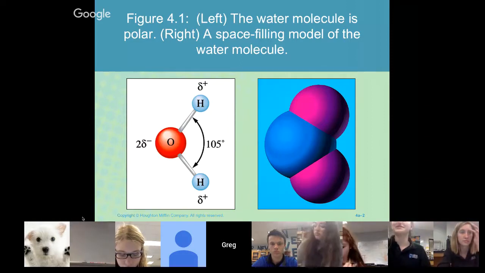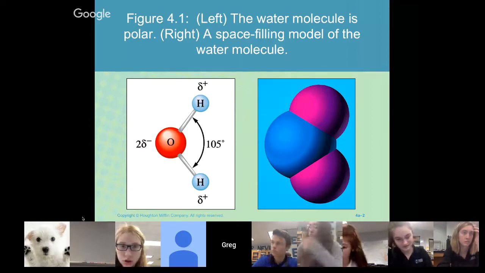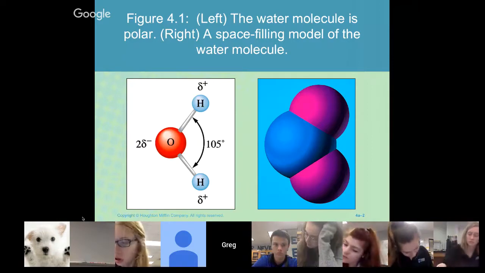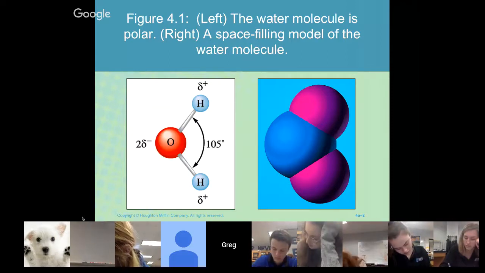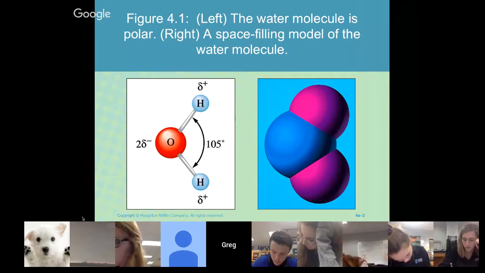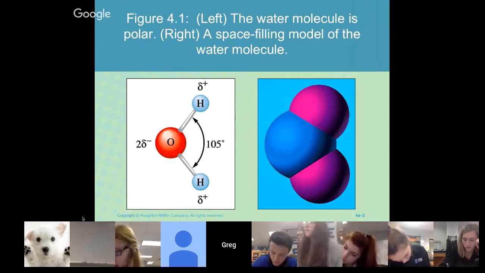Here it is. Like dissolves like. What that means is polar dissolves polar. Nonpolar dissolves nonpolar. Like dissolves like. Polar dissolves polar, and nonpolar dissolves nonpolar. Now, let me point out something to you here.